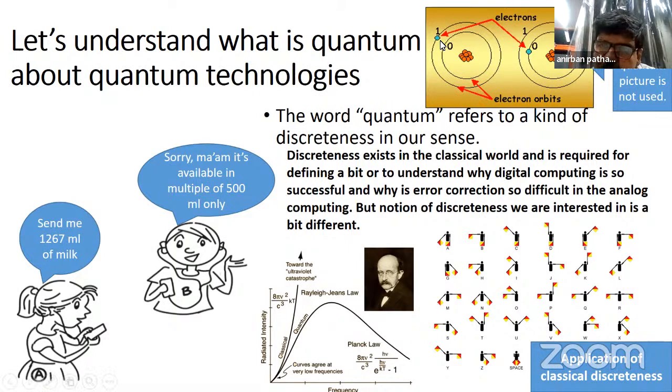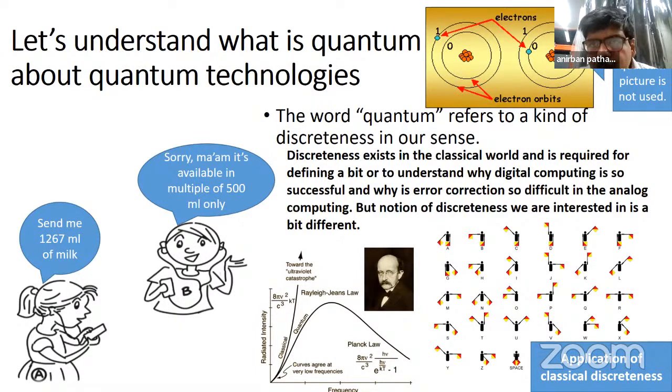In quantum, it can be simultaneously in zero and one. So this will be a cloud, a cloud of probability. When you do a measurement, it will collapse either to excited state or to ground state. But before you collapse, it is present in both. So that makes quantum different from classical. So a superposition is allowed.